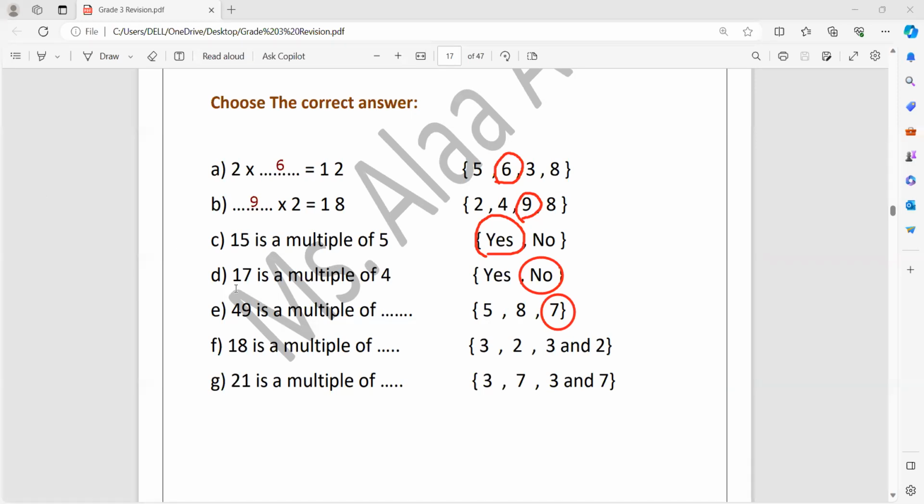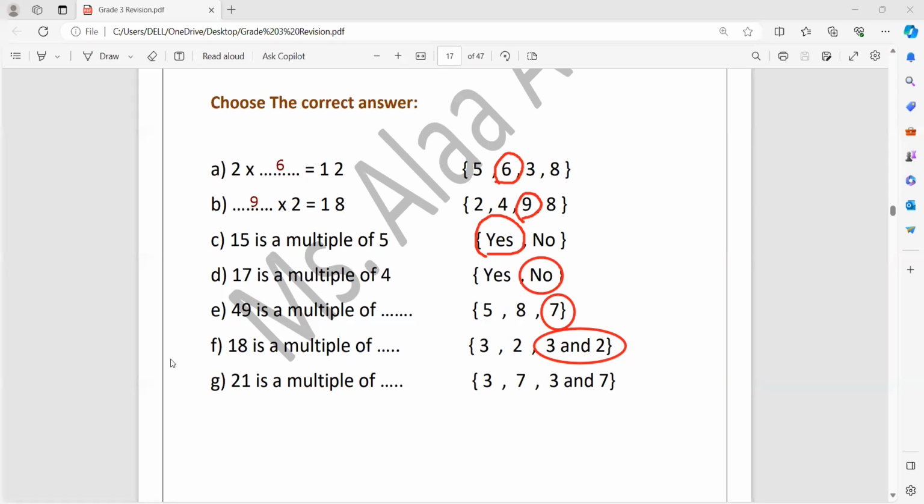Here, 18 is a multiple of 3, or it's in 2, or it's in both of them, 3 and 2. The product 18 exists in timetable 3 because we have 3 times 6 equals 18. What about timetable 2? Also, yes, we have 2 times 9 equals 18. So it means that 18 is a multiple of both of them, 3 and 2, not only 3 and not only 2, but both.